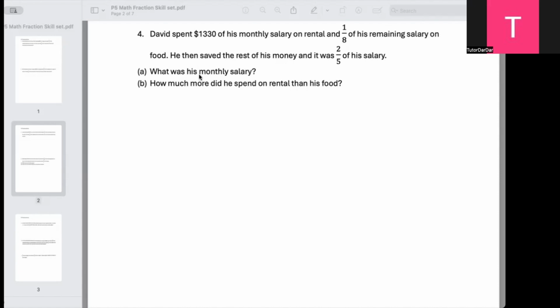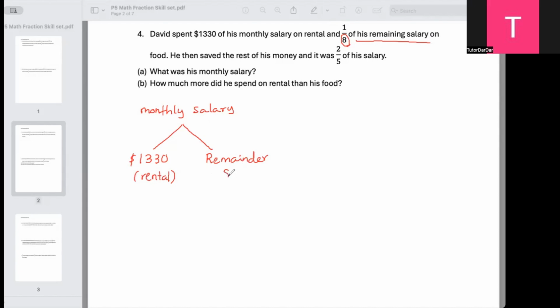So first thing first, we need to find out what is his salary. So this is what we are going to find. Then he spent 1,330 on rental. Then next thing, we need to find the remainder, which is 1/8 of his remaining salary.